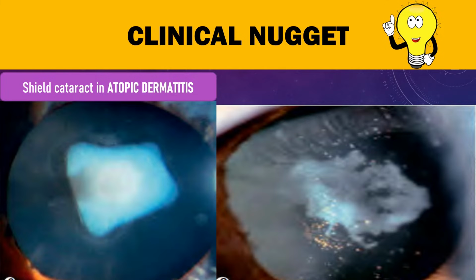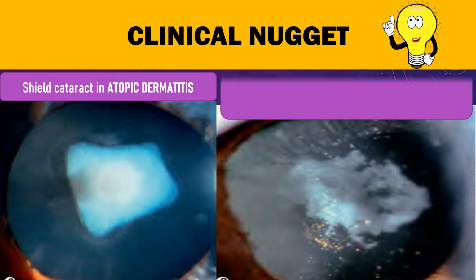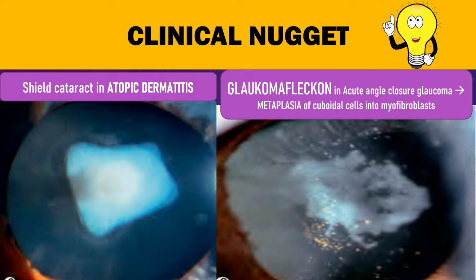For example, in shield cataract in atopic dermatitis, and the glaucoma flecken that you see in acute angle closure glaucoma, right? In both these cases, there is metaplasia of cuboidal cells into myofibroblasts. So because of any pathological condition, the anterior epithelial cells can undergo necrosis, like in glaucoma flecken, and some amount of metaplasia, which is seen in both shield cataract and glaucoma flecken, and it can lead to the development of such pathological conditions.